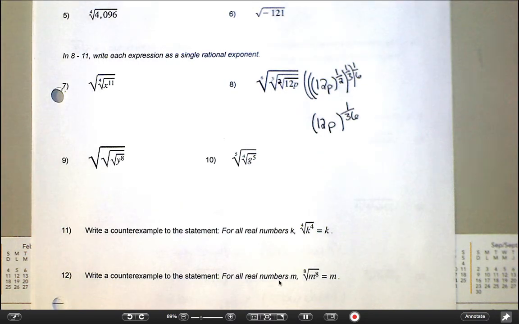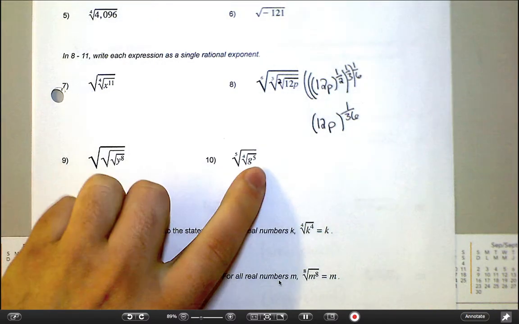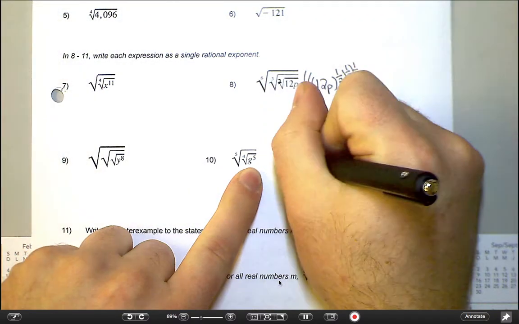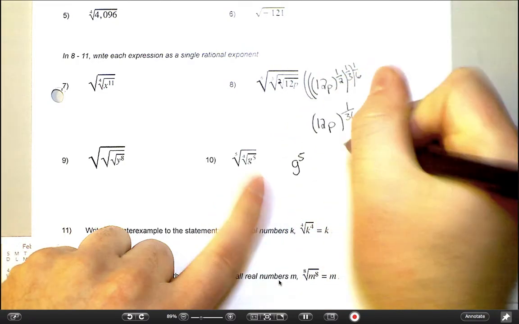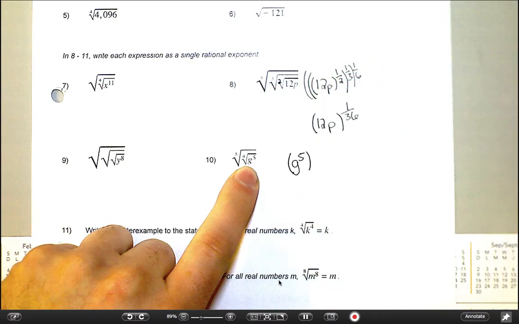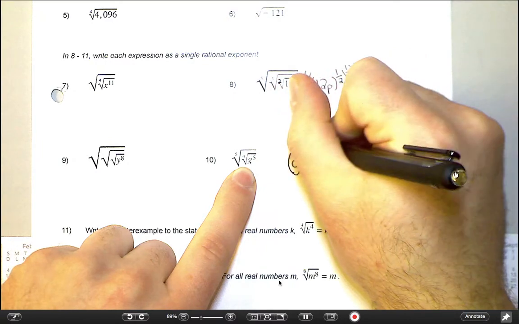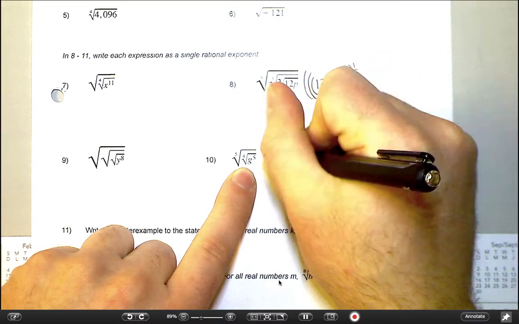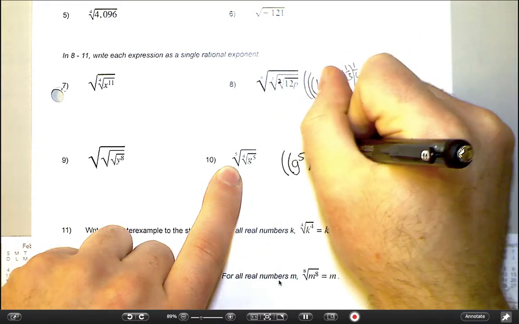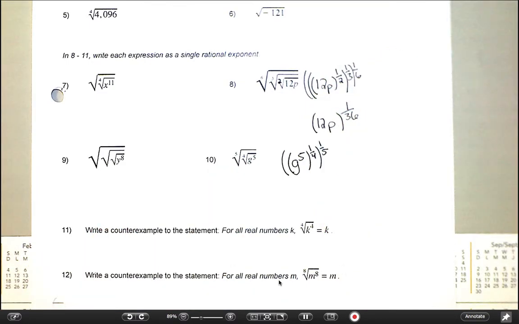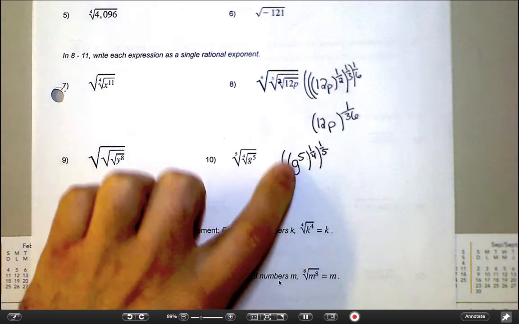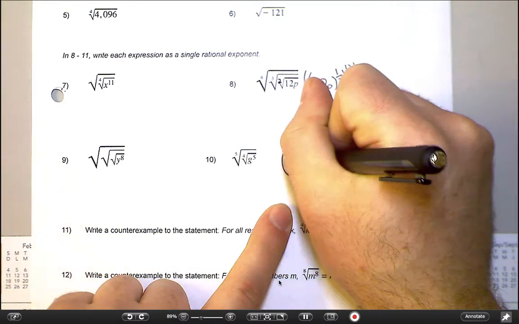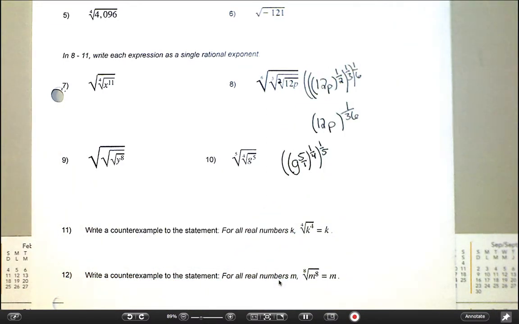Next one I'm going to look at is number 10. Number 10 here, again, I have the g to the 5th in the middle here. So we'll start with g to the 5th. On the outside of that, I'm going to go to the 4th root, or a 1/4 power. And then on the outside of that, I have a 1/5 power as well. Okay, from there, again, I need to multiply. Now this one's a little bit trickier because I do have some stuff in the top. So 5 is really a 5/1.